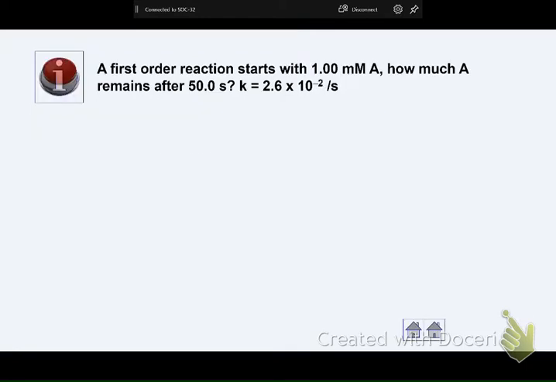Let's try another one. It says a first order reaction starts with 1 millimolar A. How much A remains after 50 seconds? Okay, so relevant information, right? What's important out of all this? You have 1 millimolar, you have 50 seconds, and you have the K. What's the other important bit of information? It's first order. So you're going to need a first order reaction, right?